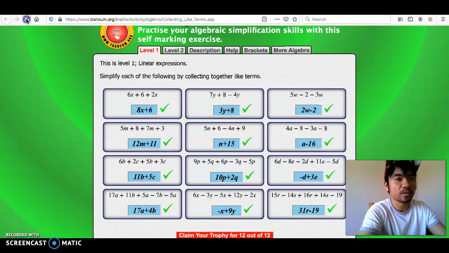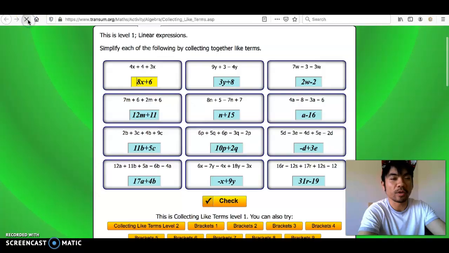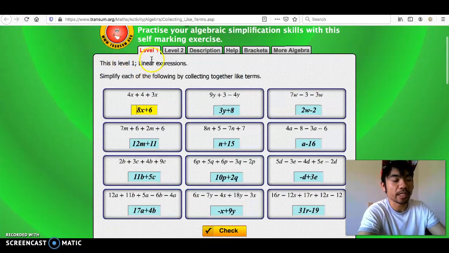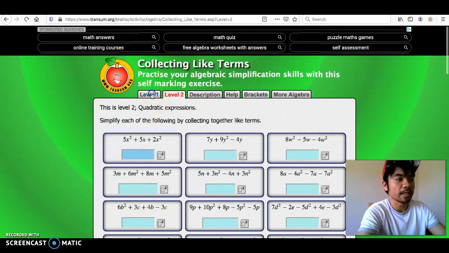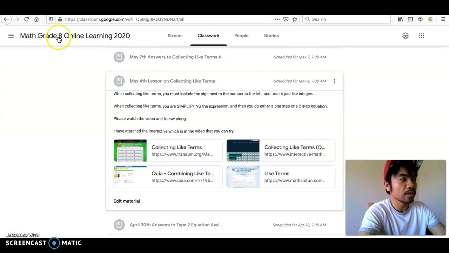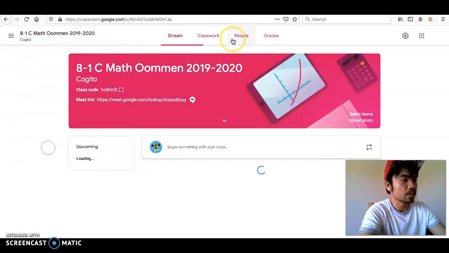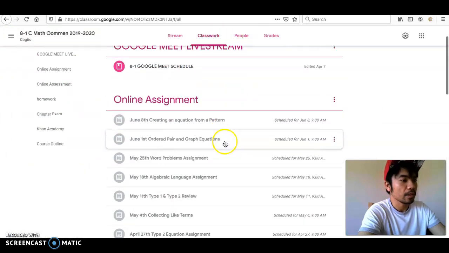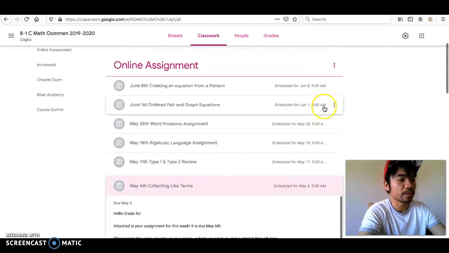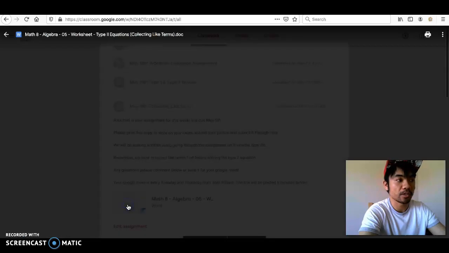Okay, so again, just refresh it, and you pretty much get new questions all the time. So make sure you try level 1. If you want to challenge yourself, definitely try level 2. But level 1 most preferably. Now, the reason why we are collecting like terms is, if you look at your assignment for this week, you have to collect like terms first, and then you have to do either one-step or two-step equations.